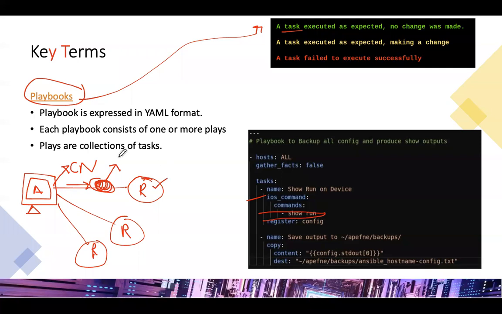But if I send a script from Ansible to the router to add a VLAN, then the script will be run, but a change will be made on the end devices. So the output should be in a yellow color. However, if there is any error in my script, or the end device is not able to execute that script, the task will fail and it will be shown in red color.